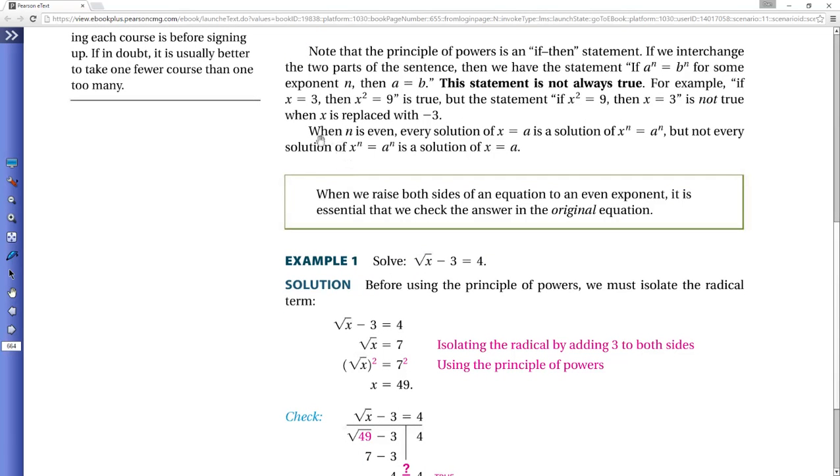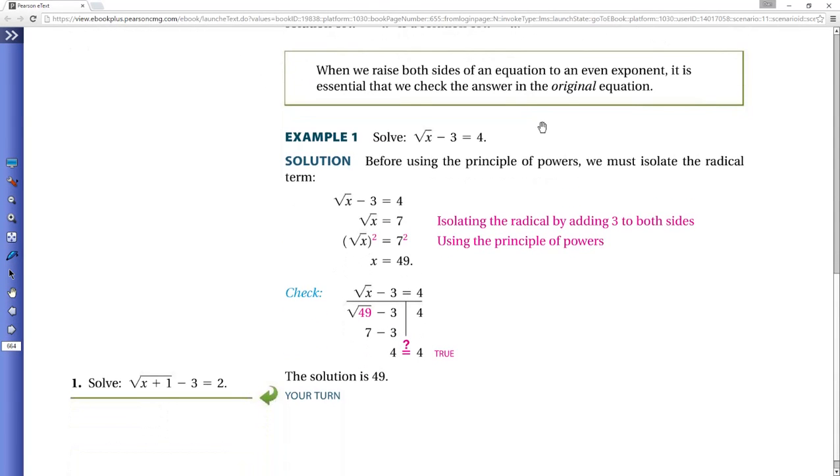But when n is even, or that exponent that we're talking about, every solution a equals b is a solution of a to the n equals b to the n, but not every solution of a to the n equals b to the n will end up being a equals b. When we raise both sides of an equation to an even exponent, it is essential that we check the answer in the original equation. In other words, the caution is that we could create a false solution, so we have to be careful.